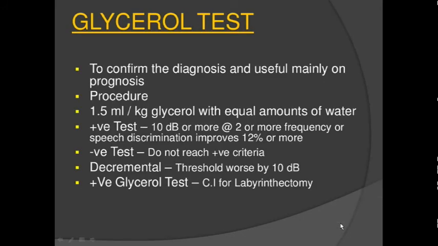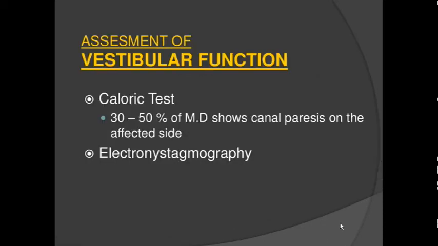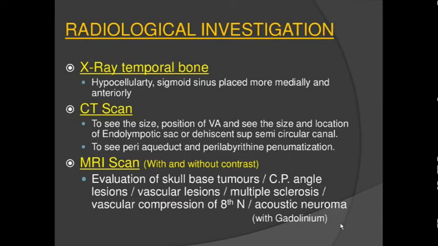How will you diagnose Meniere's disease? The glycerol test is used for diagnosing Meniere's patients, and the caloric test, glycerol test, ENG, all this spectrum of tests you can do, and this is important. Nowadays we do CT scan also, you can see the location of the endolymphatic sac, and MRI is done only when you are ruling out any tumor like acoustic neuroma. I am just brushing through the main points.